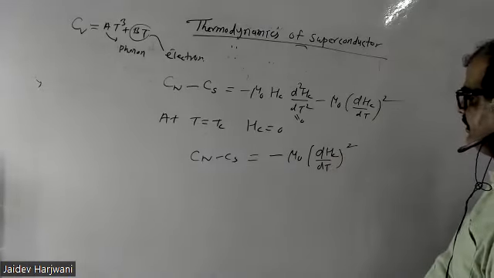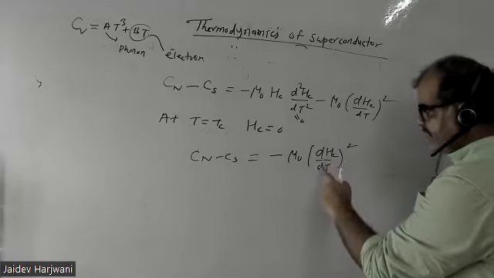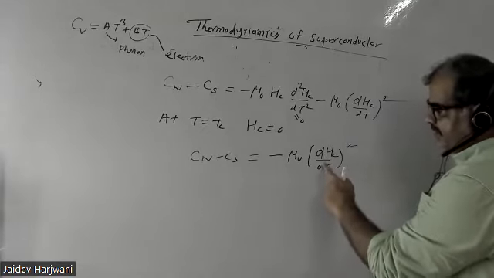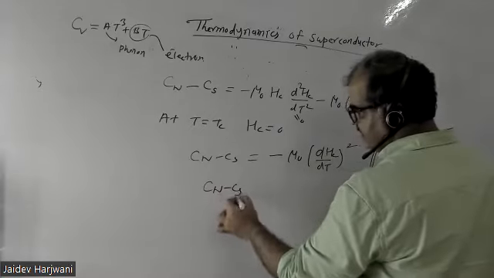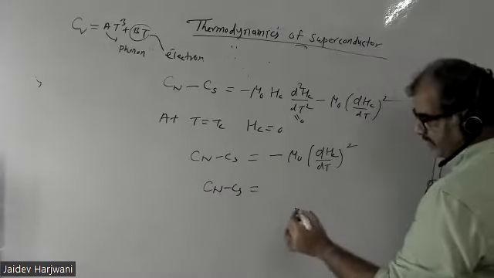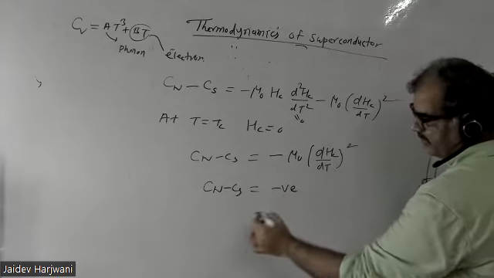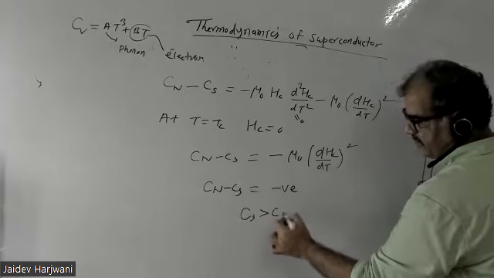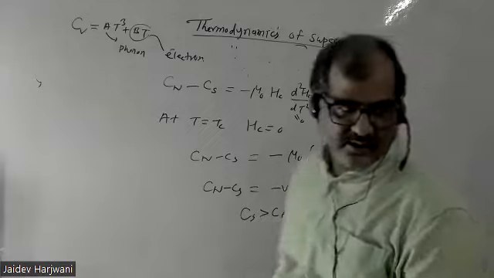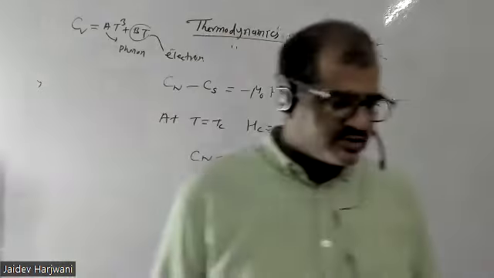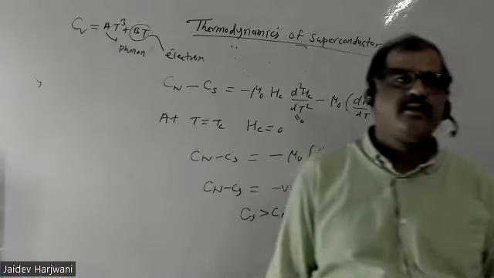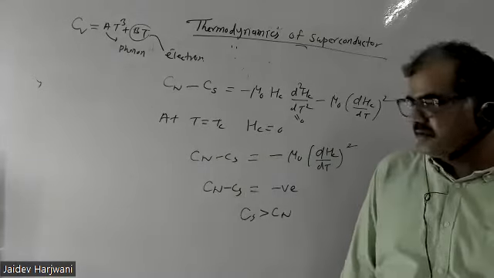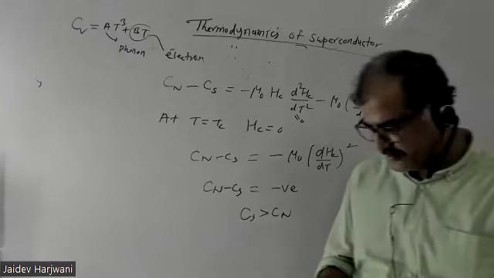Now dSc/dT is negative, so negative square is positive. That means Cn minus Cs is negative. That means Cs is greater than Cn. Here the entropy of the superconducting state is higher than the normal state. That means there is a discontinuity.